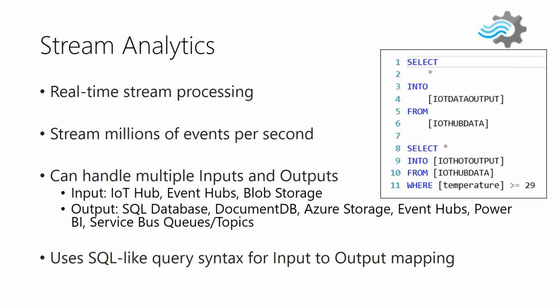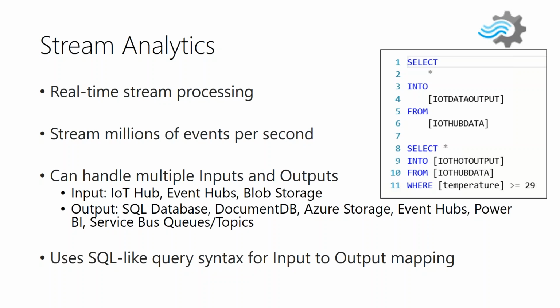And then also we can say select all data from IoT Hub data into the IoT hot output. Maybe this would be the Service Bus queue, Service Bus topics, or Event Hubs, and then we're specifying a where clause to say where temperature is greater than or equal to 29 Celsius. So maybe we only want a subset of the data output to our hot path, whereas we're logging all of it in the cold path. Again, this is just a really simple query.